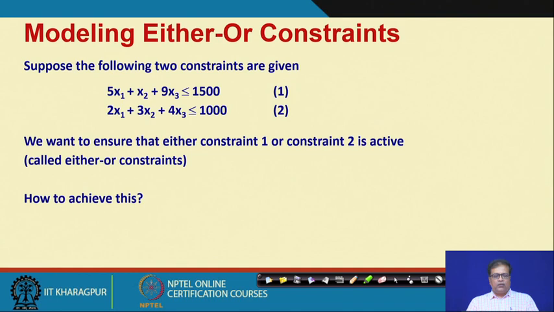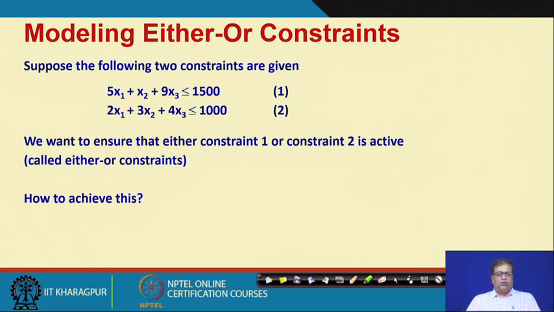So, what should be done? Look here, this is where we can cleverly use some binary variables. Now, if we have a binary variable, let us say y, then how do I connect y? Please remember that these constraints are all of less-than-or-equal-to type. That means the left-hand side should be at most 1500 on the first occasion, and at most 1000 on the second occasion.